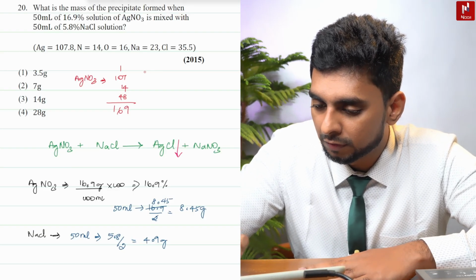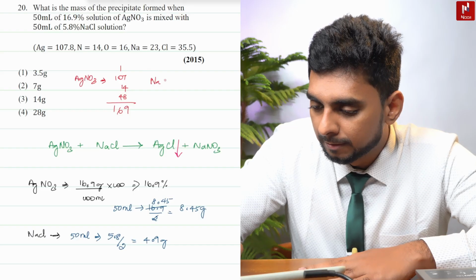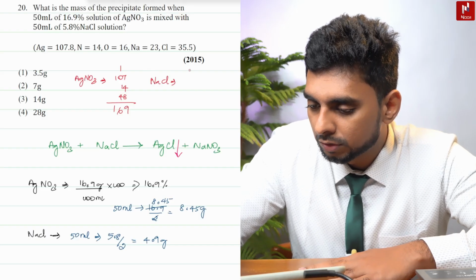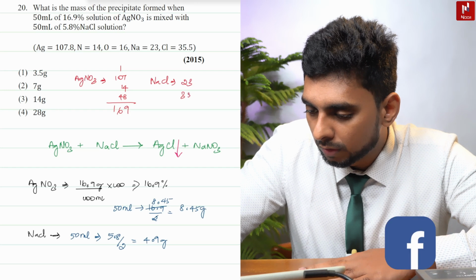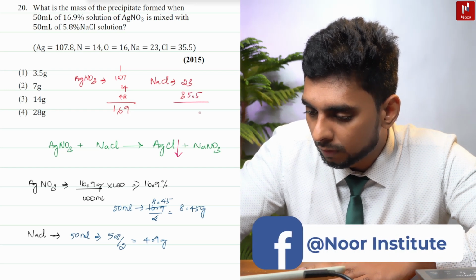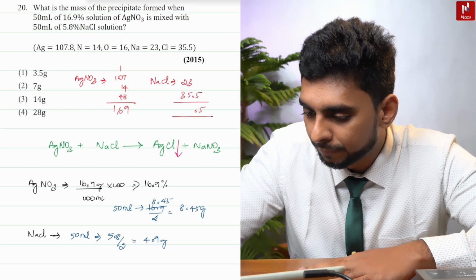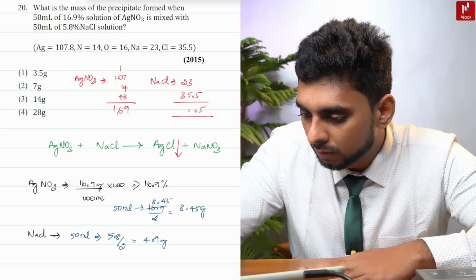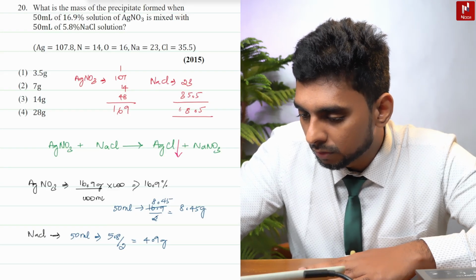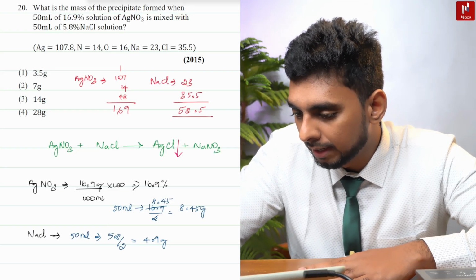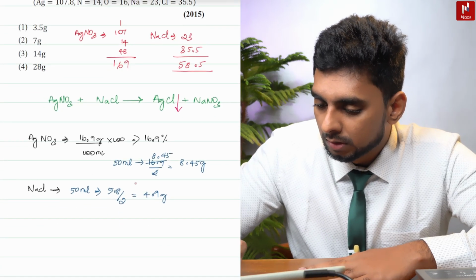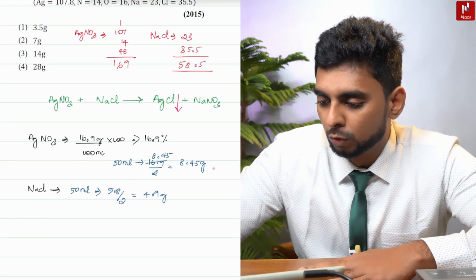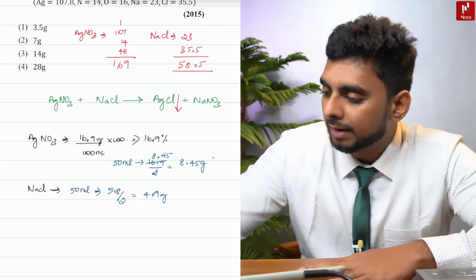Same way, I'll have to do it for NaCl, isn't it? For NaCl, sodium will be 23, and for chlorine, that will be 35.5. If I add these, 0.5 plus 3 will be 8, so that will give you 58.5. Got it? So now to get the number of moles of AgNO3 in 8.45 grams.